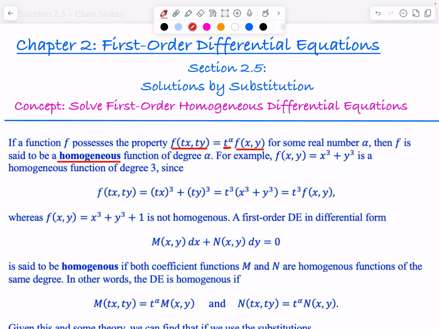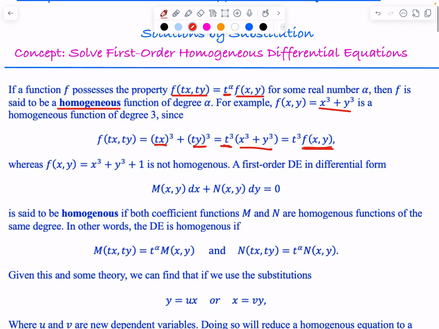For example, take x cubed y plus y cubed. If I plug in tx and ty, plug them both into the cubes, each one has a t cubed, so we factor it out. Then I have t cubed times the original function. So this would be homogeneous, whereas x cubed plus y cubed plus 1 would not be.